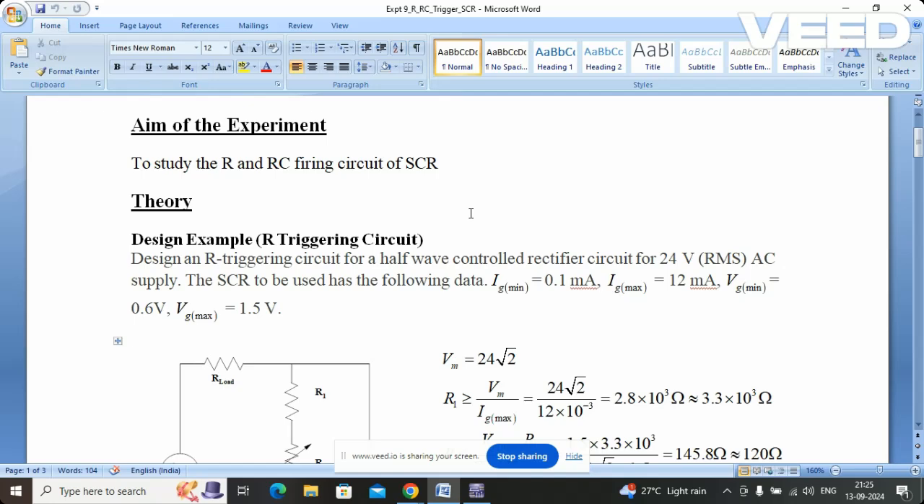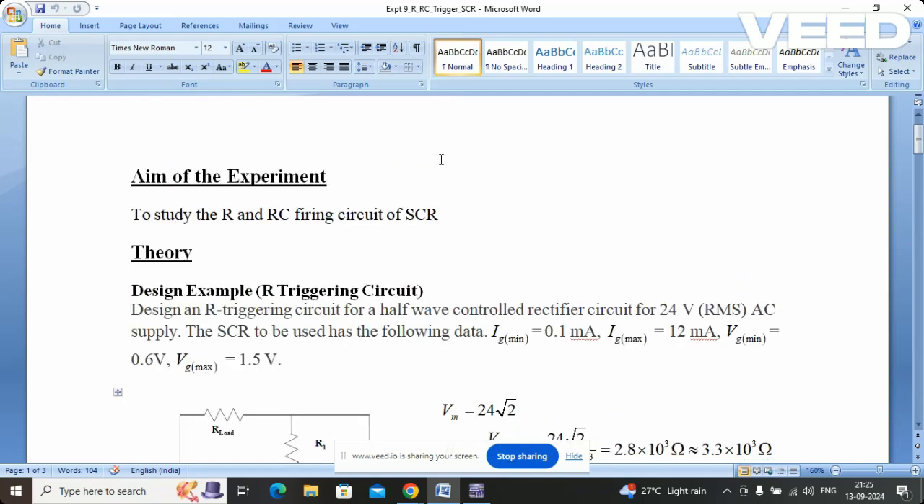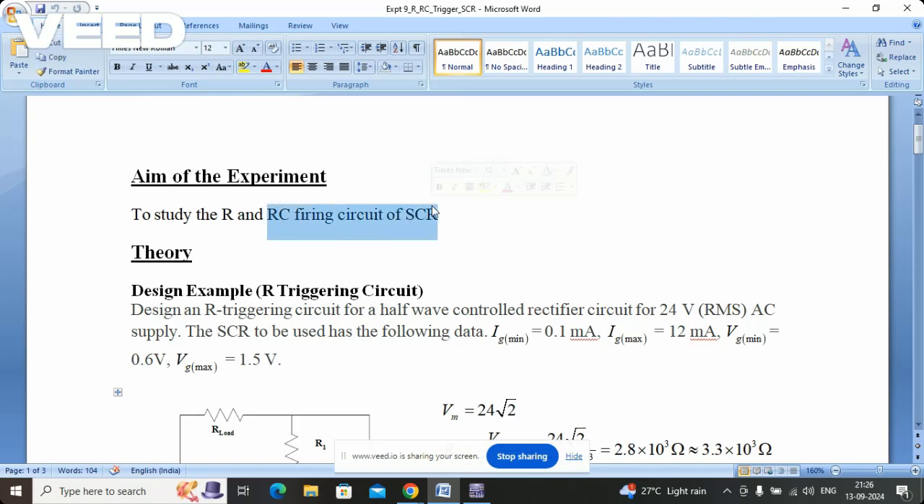Here we are going to provide a series of videos in which some basic experiments of our electronics lab in SUIT Burla have been recorded and the practice will be done. So the first experiment here is to study the R and RC firing circuit of SCR. All of you know SCR is a silicon controlled rectifier.